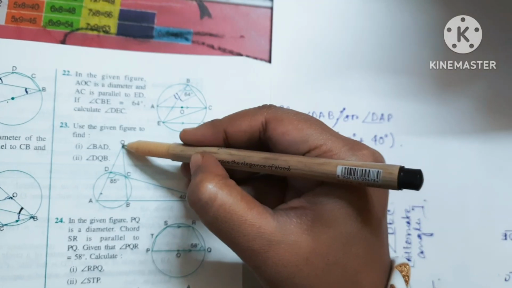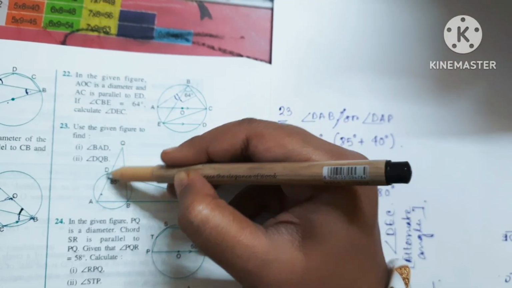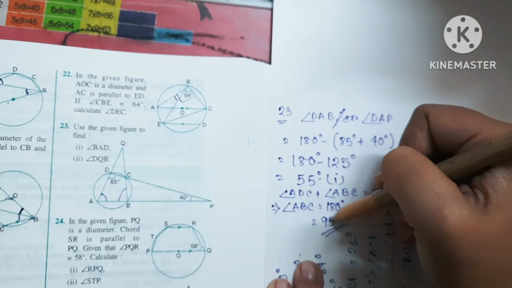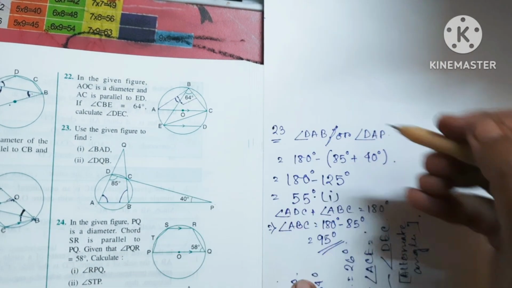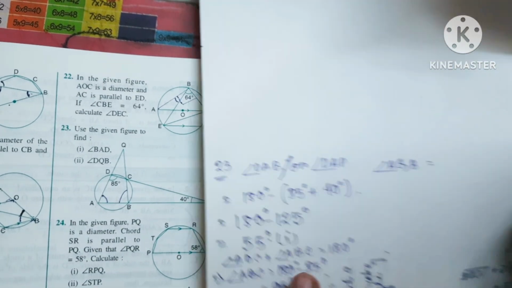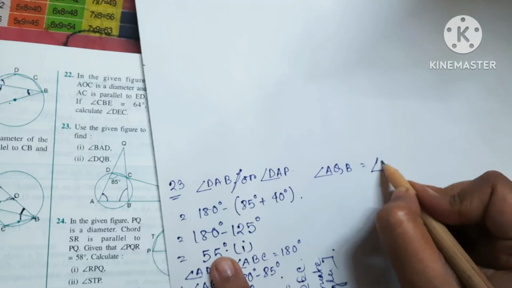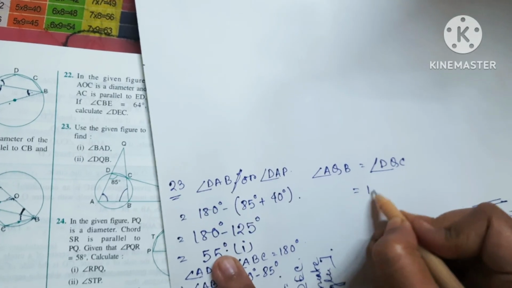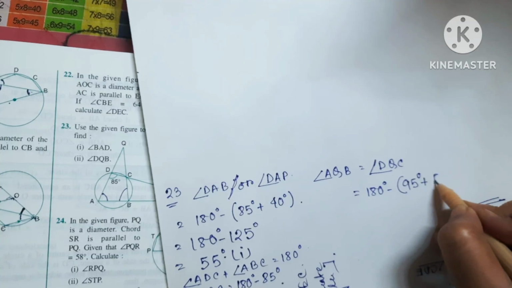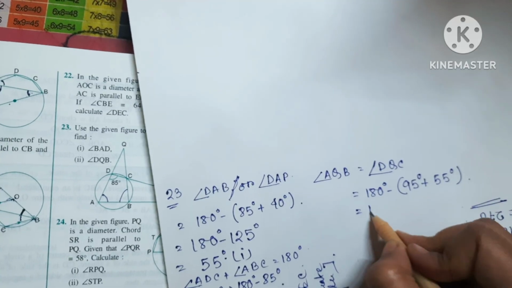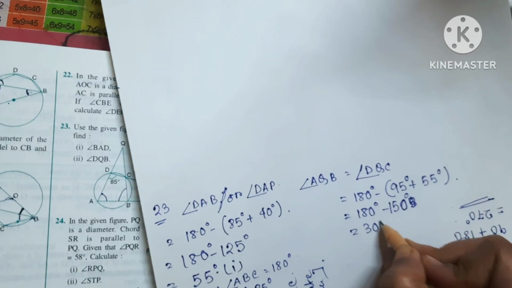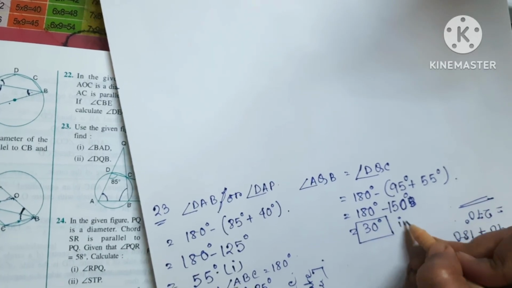So in the bigger triangle QAB, this angle is 55 and this angle is 95. So automatically you will get this angle. So angle AQB is equal to angle DQC is equal to 180 degrees minus 95 plus 55. So 180 minus that, it will become 30 degrees. This is the answer of question 2.